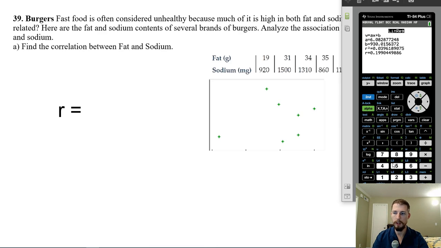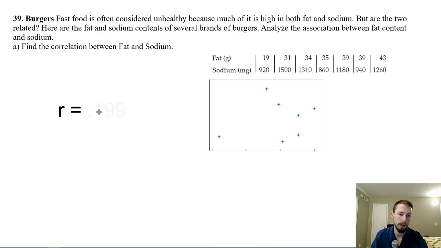If you didn't do that, we did that in the last video, but make sure you have that. Once you do that setting once with diagnostics on, you won't have to do it again unless you reset the RAM or load a new operating system, which is what I did. Okay, so the correlation between those is 0.199. That's pretty low.